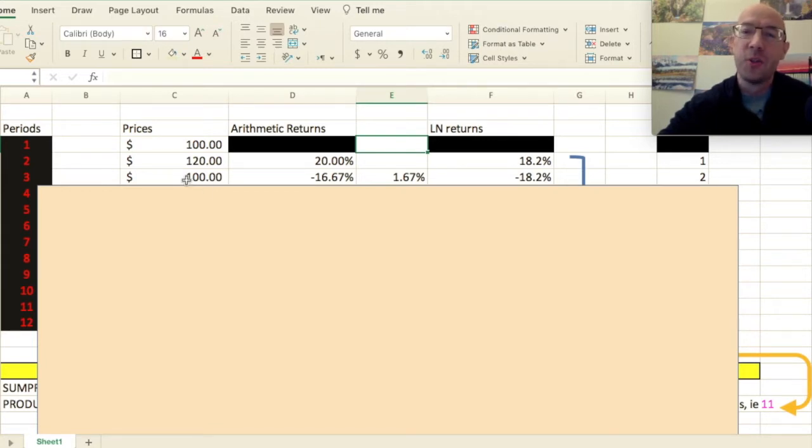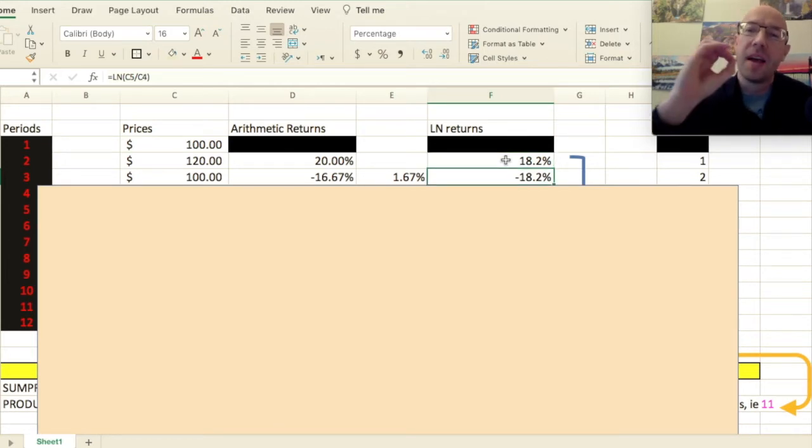Okay, so check this out. Look at ln returns. This is the cool thing about ln returns, or log returns, natural log returns. We gained 18.2% in the first period. In the second period, we lost the exact same amount. Total return is a goose egg if you combine those, which is exactly what we know intuitively to be true. We have gained no money, even though time has passed, 2 months have passed.